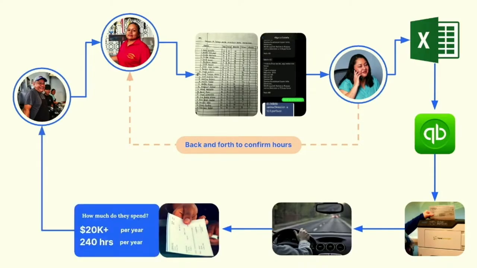All in all, we find that employers are paying upwards of $20,000 a year and about 5 hours a week, or roughly 240 hours a year, and actually being able just to pay their employees.